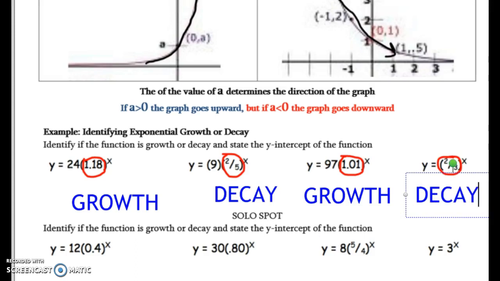The next piece of information we're going to look for is the y-intercept. You can see here that the y-intercept is the a value, the value that's before the growth pattern or decay pattern. In this case, the value here is 24, so our y-intercept will be 24. In the next example, we have 9 as our a value. This value, which is given to us as 9, is going to be our y-intercept.